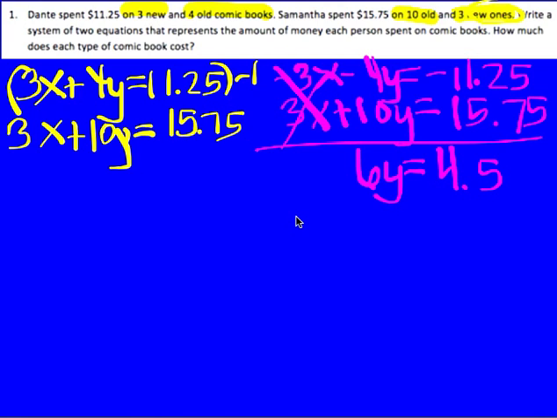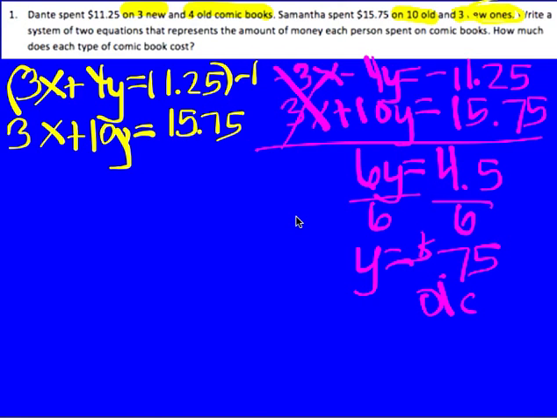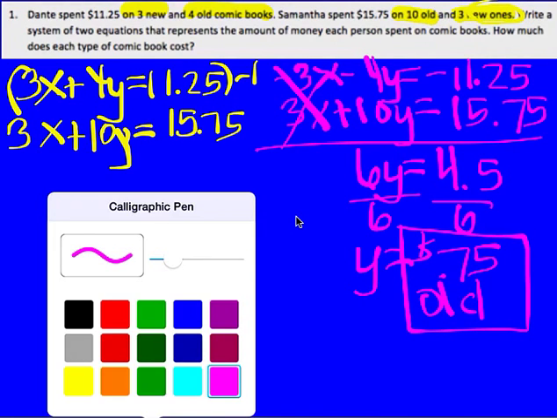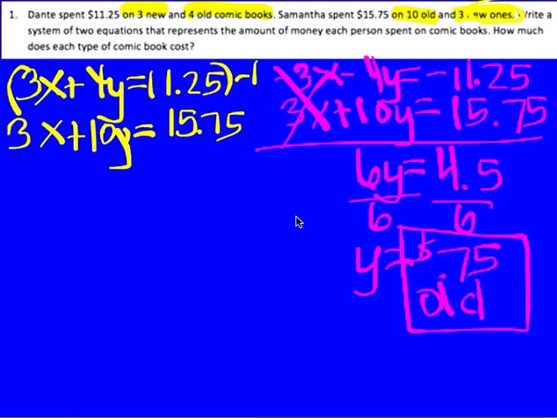Now, decimals are okay here because we're talking about money. So we're going to divide both sides by 6, and we get y is equal to 75 cents. That's for old comics, so it's 75 cents for old comics. Now we need to figure out the cost for new comics. I can plug that y in for either one of those equations, so I'm going to plug it into the bottom one.